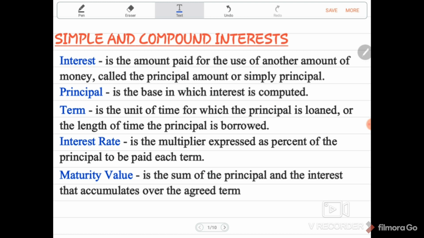Second, principal is the base in which the interest is computed. Third, term is the unit of time for which the principal is loaned or the length of time the principal is borrowed. Fourth, interest rate is the multiplier expressed as percent of the principal to be paid each term. And then last one, maturity value is the sum of the principal and the interest accumulated over the agreed term.